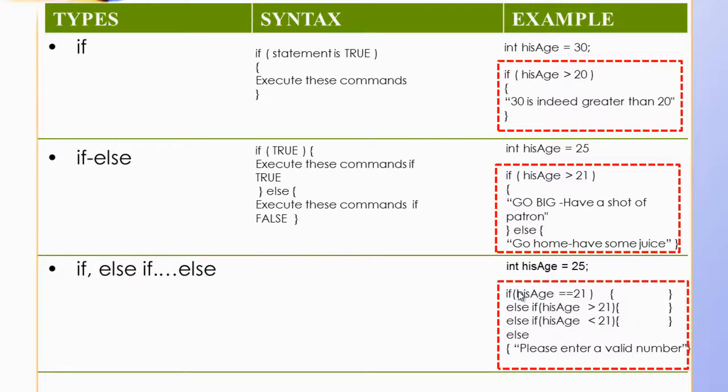You notice these three cases account for all the possible numbers. This number accounts for if he's 21. This number accounts for if he's greater than 21. This one accounts for when he's less than 21. If it doesn't fall within all these possible cases, that means he probably enters some character like A, B, C or something. So here I've ended with an else clause, which tells him to please enter a valid number. Alright, too much talking. Let me show you right now in Java.